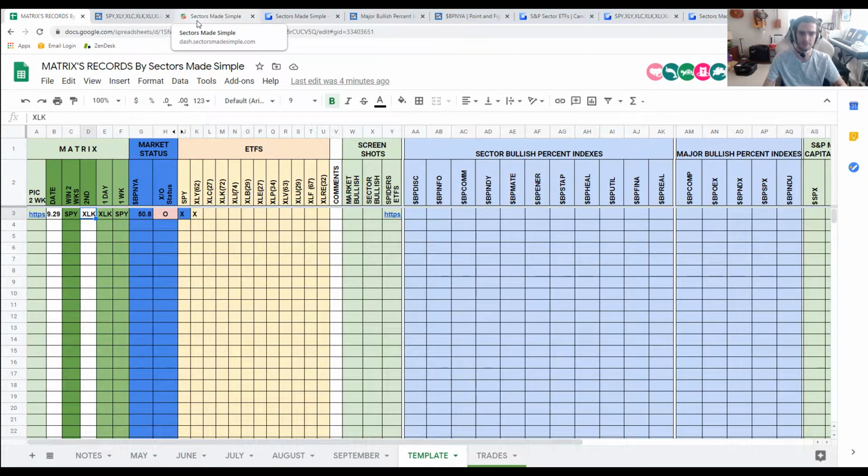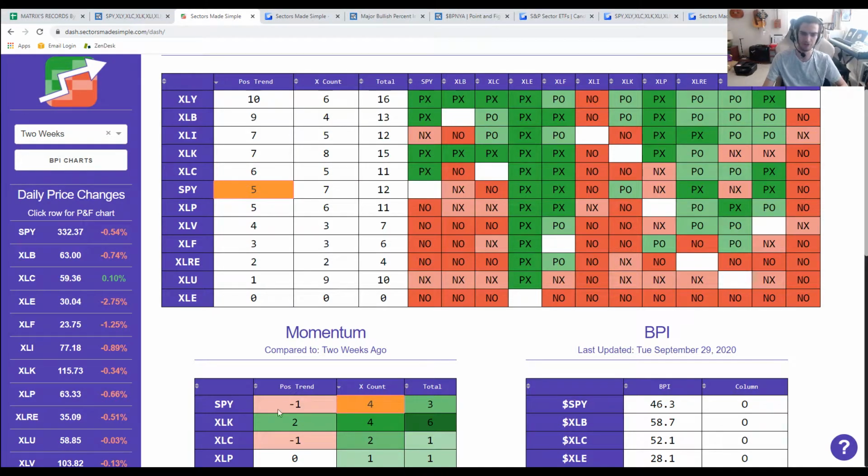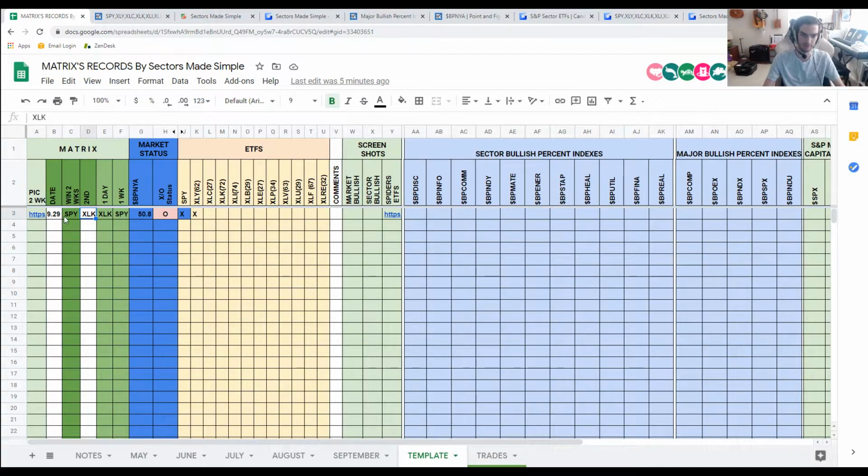I apologize. So it should be, because SPY and XLK have the same X count, we want to choose the one that has the highest positive trend, or the higher positive trend. So between XLK and SPY, we see that XLK has a positive count of 7. SPY has a positive count of 5. So it would be XLK is first place, SPY is second place. Let me go ahead and fix that. I apologize. So this should be XLK, and that should be SPY.